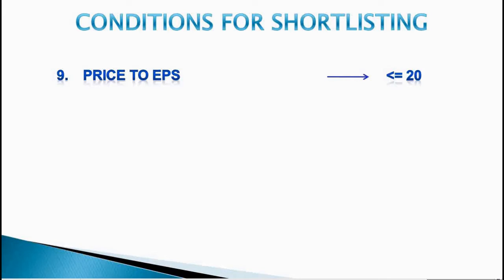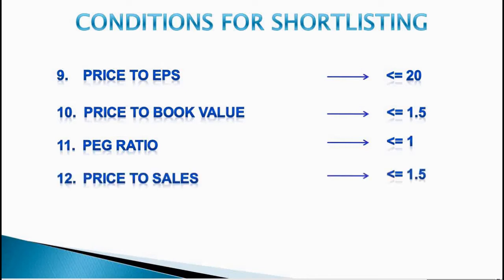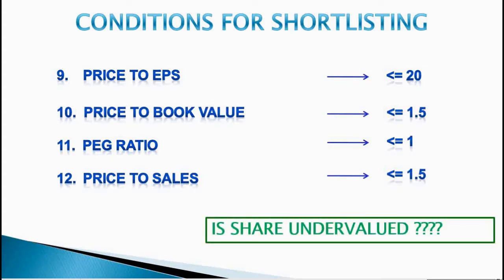Then price to earnings per share should be 20 or less. Price to book value should be 1.5 or below. PEG ratio should be 1 or below. Price to sales ratio should be 1.5 or below. These 4 factors help us to assess whether the share is available at discounted rate, or in other words, is the share undervalued. Now the question is how to find companies that satisfy these conditions.